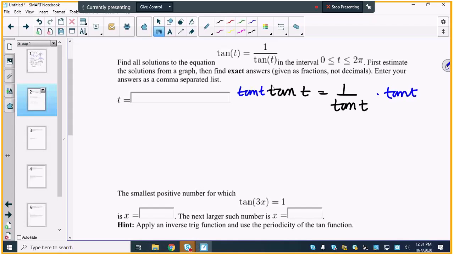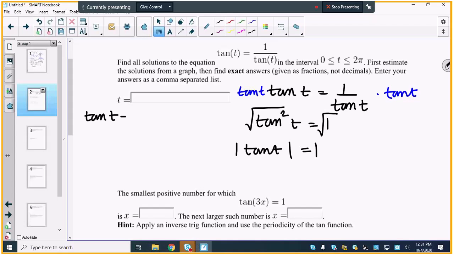If I do so, the left-hand side becomes tangent squared t. The right-hand side is 1, so I take the square roots on both sides. Do not forget you get the absolute value of tangent t equal to 1. So twofold solution: either tangent of t equals 1, or tangent of t equals negative 1. The good thing is, the reference angle for both of these answers is going to be the same because the magnitude of the value is still 1. And tangent is 1 when t is pi over 4. So that is the reference angle.